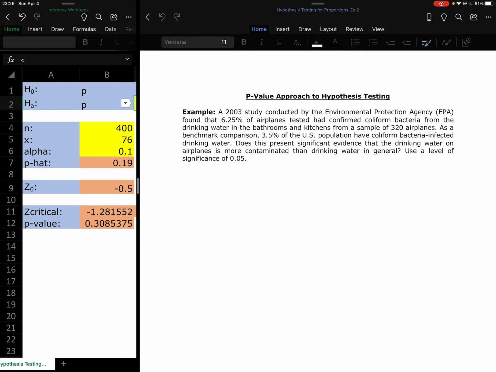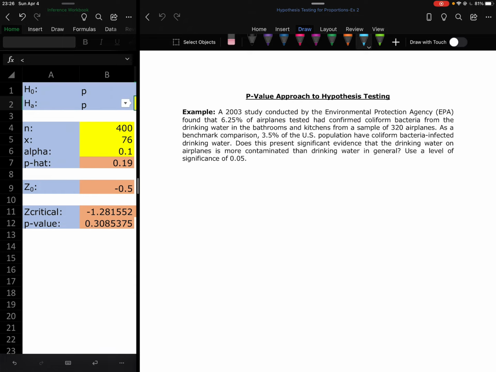Use a level of significance of 0.05. So I'm going to start this problem the same way I started the last one. I'm going to underline anything that I found from the problem, the statements, that might be needed to run this hypothesis test. So the study found that 6.5% of airplanes tested had confirmed coliform. They found that from a sample of 320 airplanes. The benchmark comparison is 3.5% for the U.S. population.